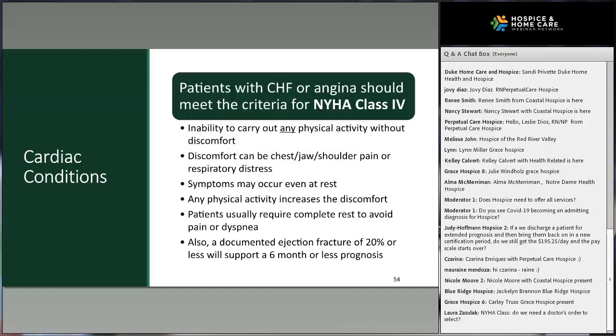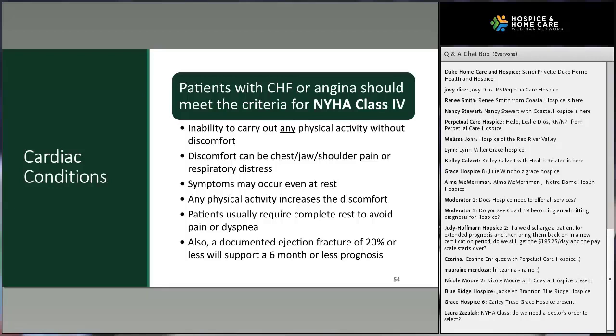And again, if you're able to get a New York classification, that is great, because usually people with CHF or angina, really you want a New York Heart Association classification of a 4, which is really an inability to carry out any physical activity without discomfort. We do admit earlier than that, but it's just really important to keep an eye on this. Again, you might be creating the narrative and building the eligibility case because of a few comorbidities. Having a hard time with that word today. Discomfort can be chest, jaw, shoulder pain, or respiratory distress.